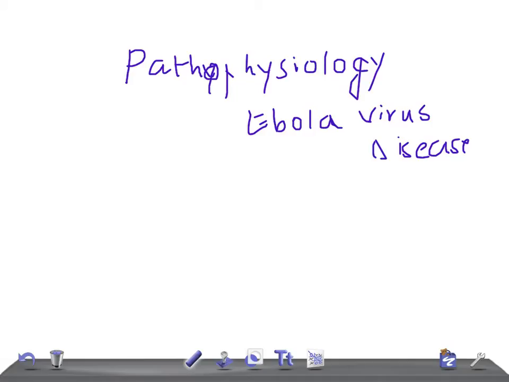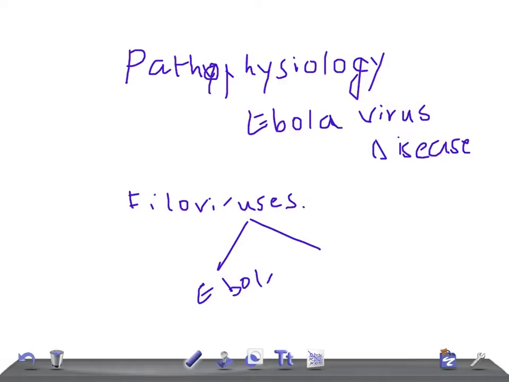To understand this, first you should know that Ebola comes from the family Filoviridae, or filoviruses. There are two important viruses that come from this family. One is Ebola, and another one is Marburg. Okay? So we talk about Ebola.